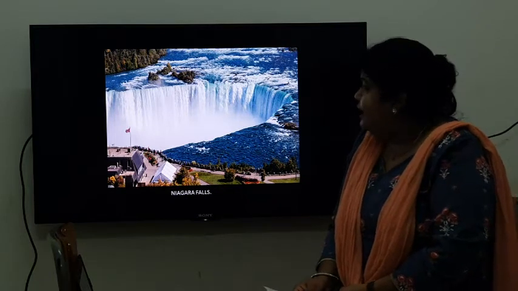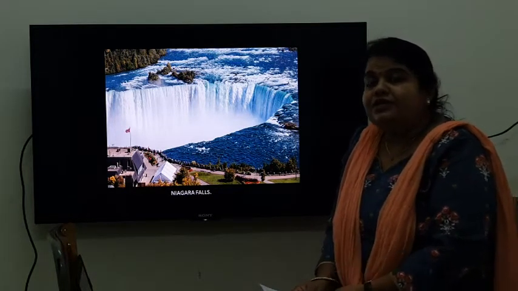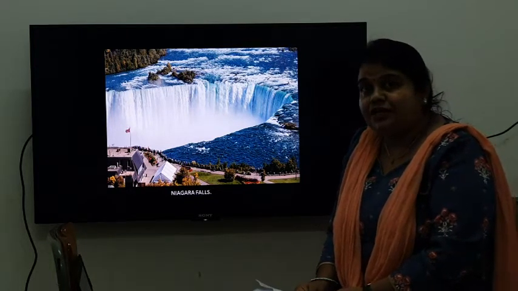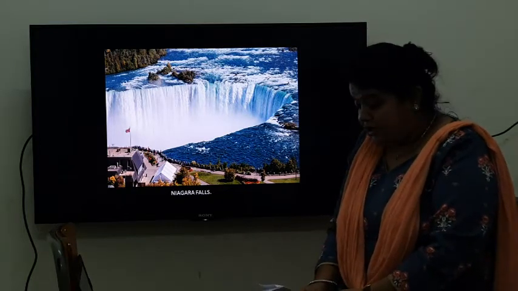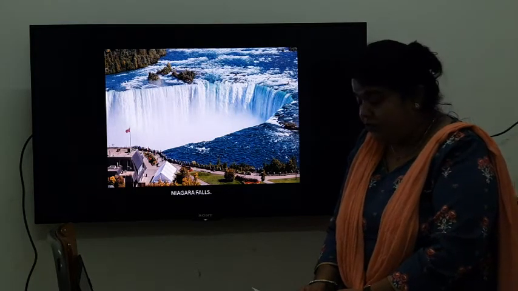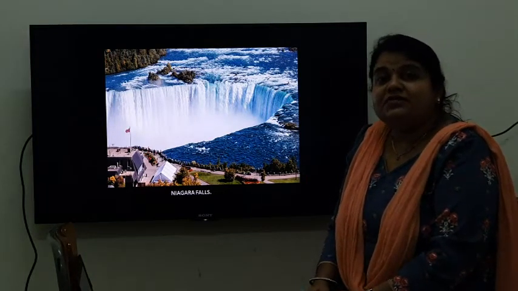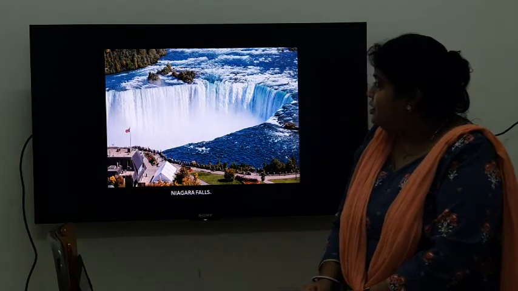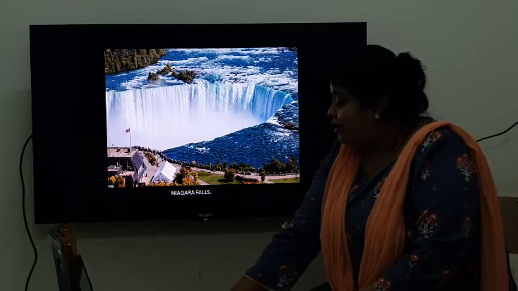This particular Niagara waterfall has 3 important waterfalls under it. The very first one is known as Horseshoe waterfall, which is also known as Canadian waterfall. The next one is known as American waterfall, and the last one is known as Bridal Veil waterfall. In some places, the height of this waterfall is 176 feet or so. And this forms the boundary between USA and Canada.